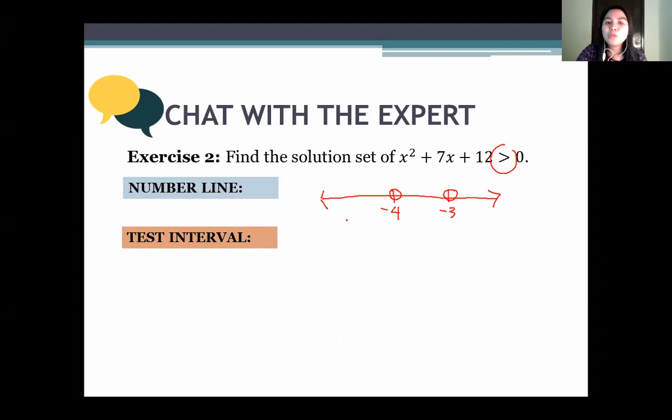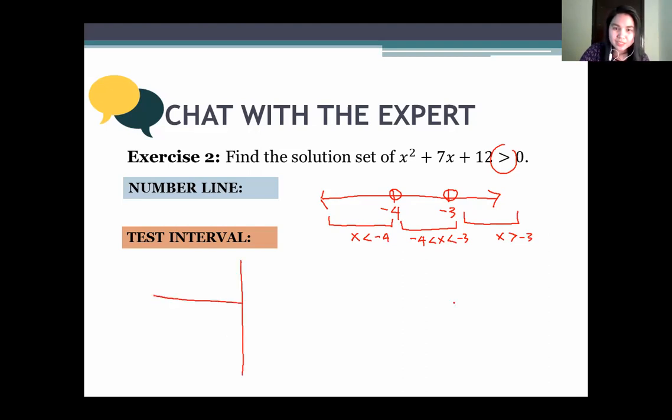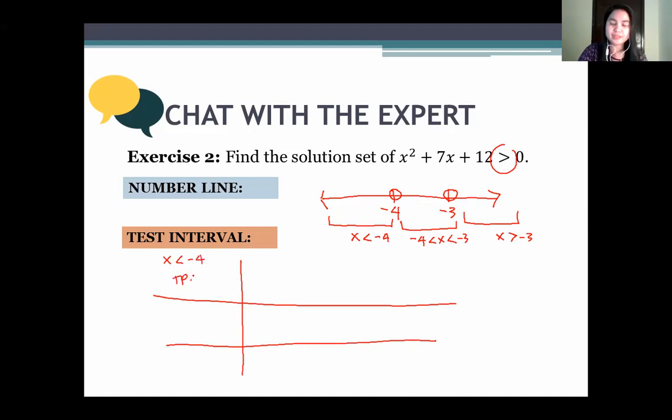Now, how will I write the intervals? The first one, the before, x is less than -4. In the middle, -4 less than x less than -3. In the after, that's x is greater than -3. Now let us check with our test points. x is less than -4. What will be your test point? In the chat box, can you tell me what's your test point?